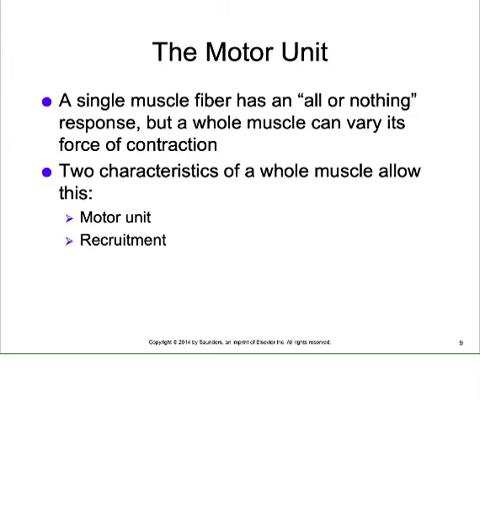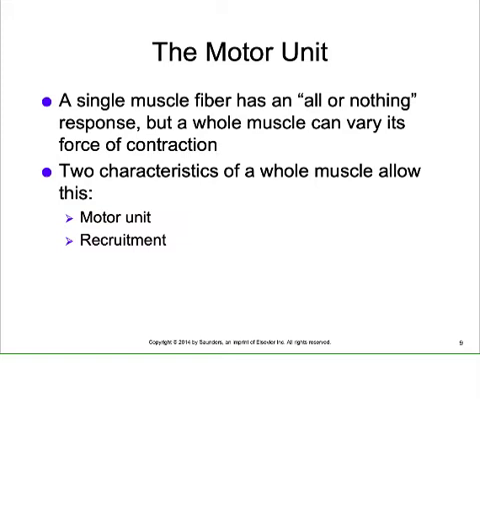Another way that we can do this is by varying the frequency of action potentials on a single muscle fiber. The more rapidly action potentials are sent to a single neuromuscular junction, the less opportunity there is for calcium to be recovered by the sarcoplasmic reticulum. And the result is that with the next action potential, more cross bridges are formed and more power is generated.